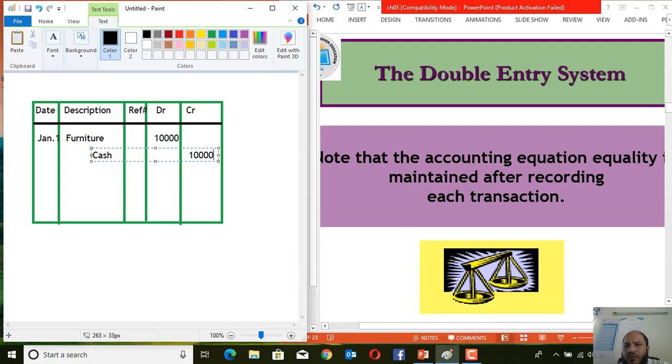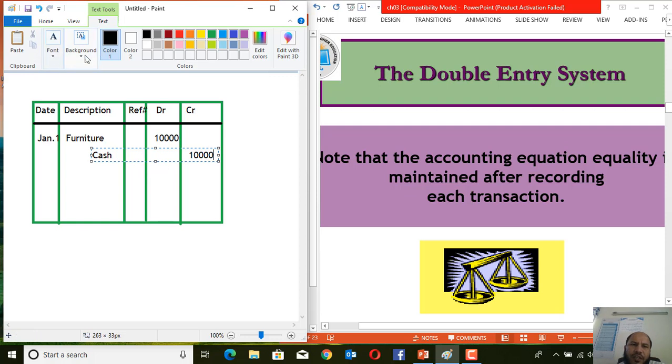So dear students, both sides of the accounts, which are the debit side and credit side, are maintained equally. So that's why we may say the double entry system focuses on the equation or equality of accounting when we are recording each transaction. So this is like an equation.